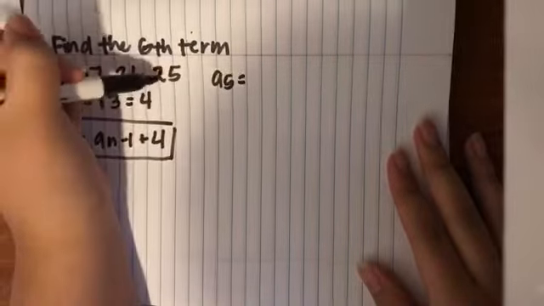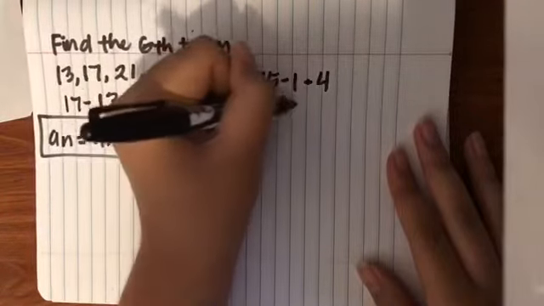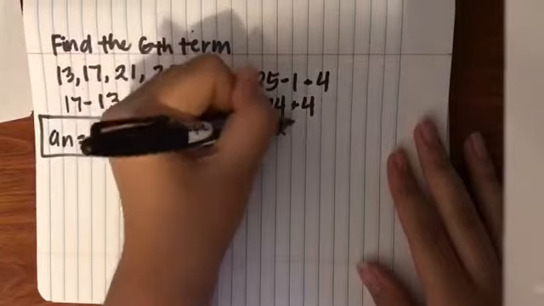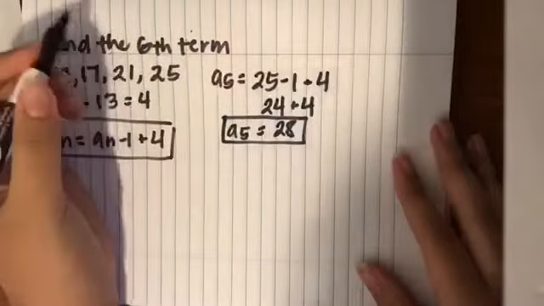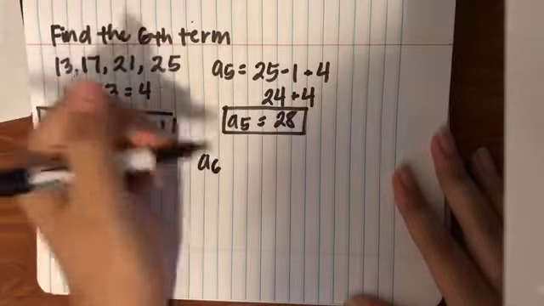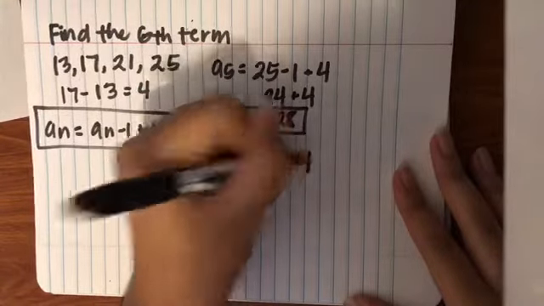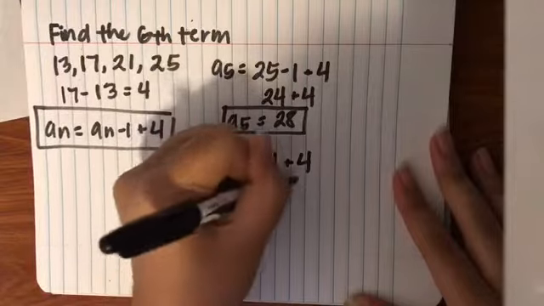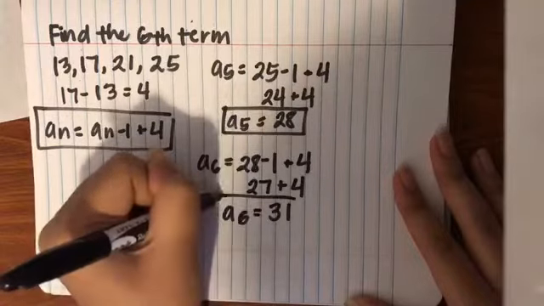So we would do a sub 5 equals 25, because that is our previous term, minus 1 plus 4. 25 minus 1, 24 plus 4. 24 plus 4 equals 28. So a sub 5 is 28. So that will be our fifth term. Now to find our sixth term, since we know our fifth term, we're going to do a sub 6 equals 28 minus 1 plus 4. 28 minus 1, 27. 27 plus 4 equals 31. So that is our sixth term.